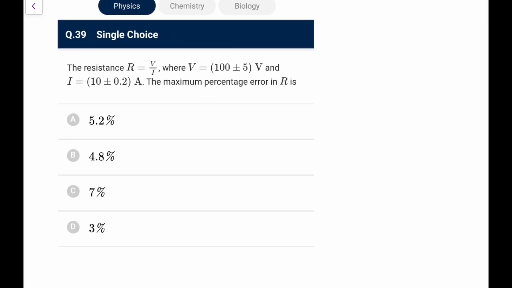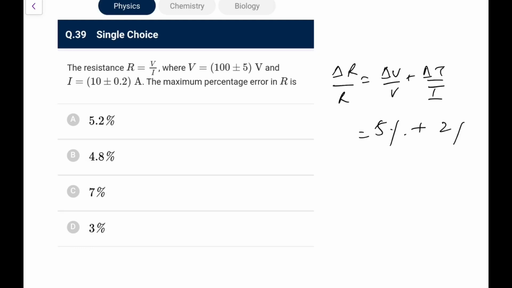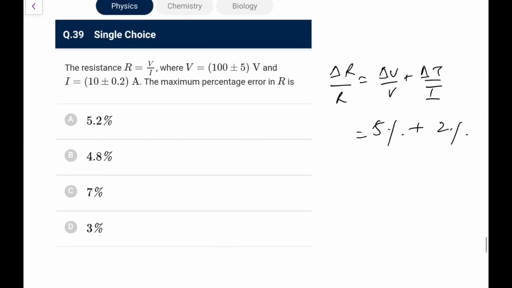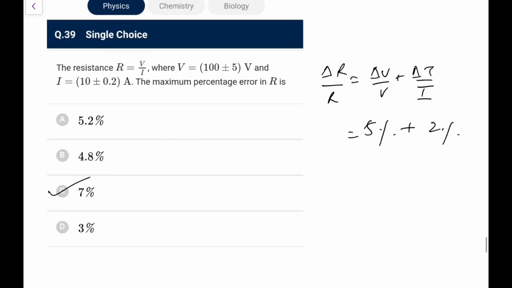Resistance is this, the maximum error in R: you can directly say the fractional error percentage in R would be delta V by V plus delta I by I. The voltage is 5 by 100, that is 5%. This is 0.2 by 100, or you can say 2 by 100, that is 2%. So it would be 5 plus 2, that's an easy thing to go for, 7% here.